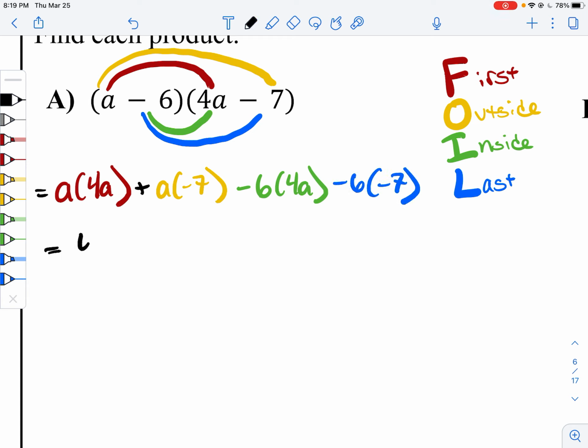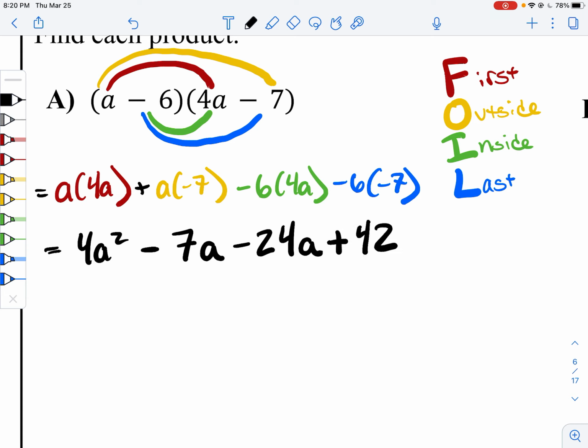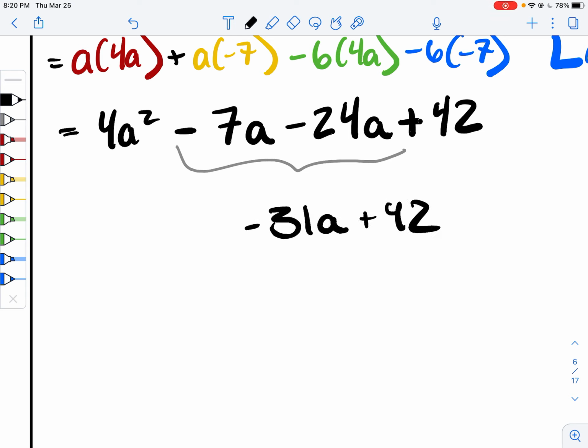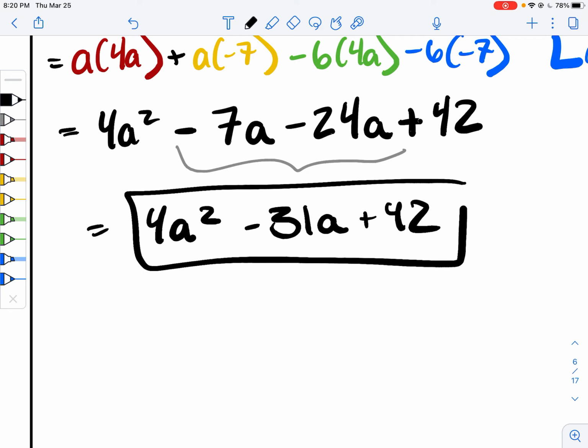A times 4A is 4A squared. A times negative 7 is negative 7A. Negative 6 times 4A is negative 24A. And negative 6 times negative 7 is a positive 42. We have some like terms here. We have two A terms. Combining them will give us a negative 31A. And our final answer here is 4A squared minus 31A plus 42.